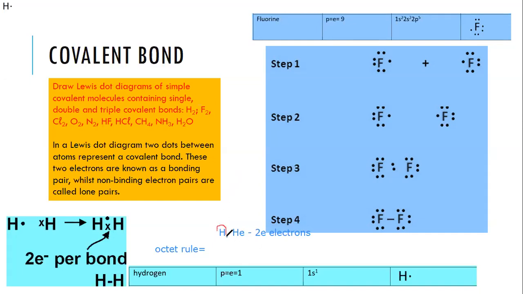What about hydrogen? It doesn't have 2, it only has 1. So it needs to take 1 electron from outside to look like a helium atom, and then it will become stable. It's unstable until it has 2 electrons. That's what we call the octet rule.